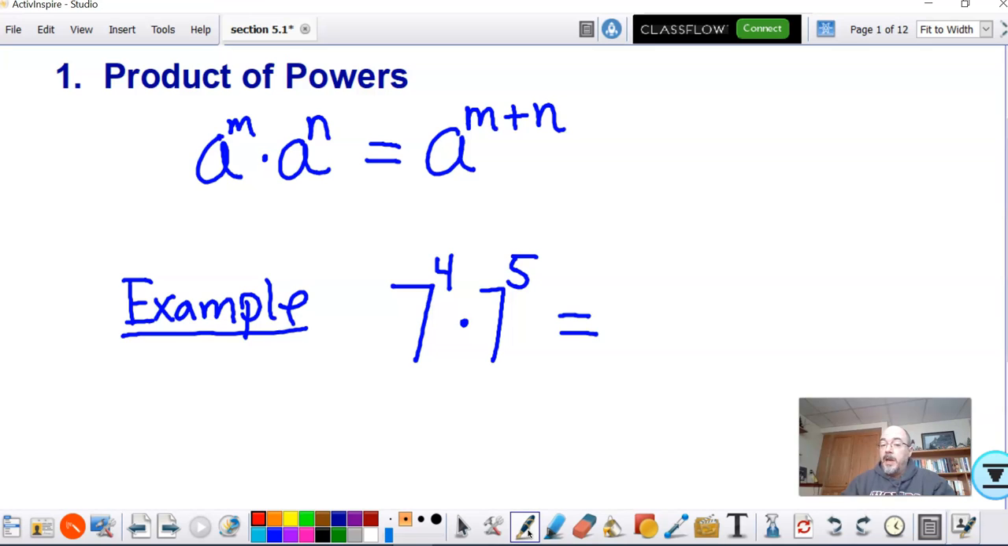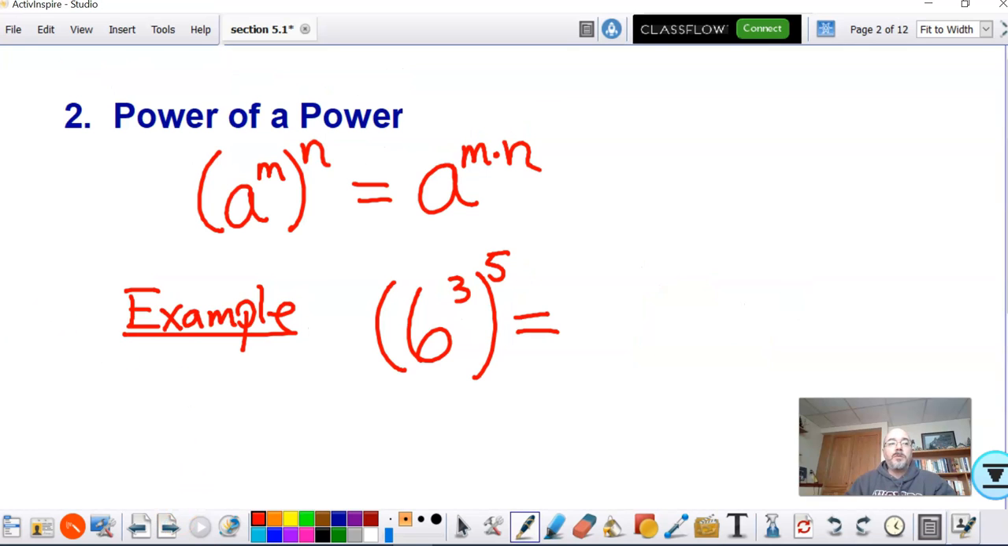All right, for example, if we have 7 to the 4th power and 7 to the 5th power, we can simply write that as 7 to the 4 plus 5, which is 7 to the 9th power. All right, no problem, right, ladies and gentlemen? All right, so that again, that one's the product of powers.